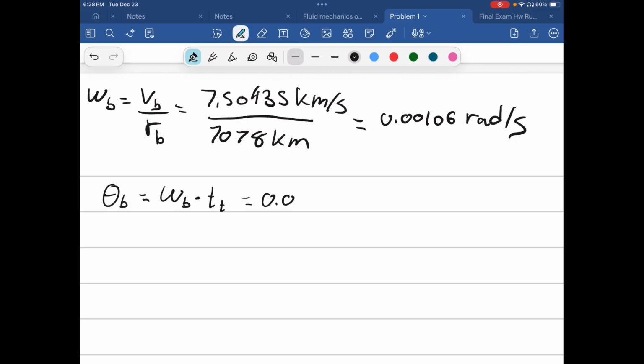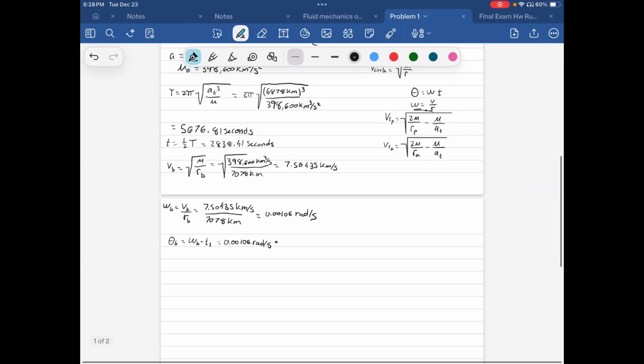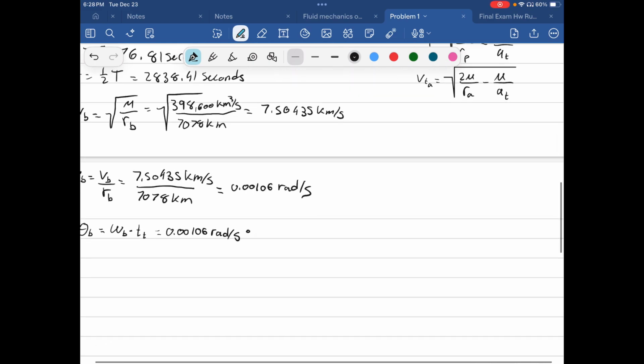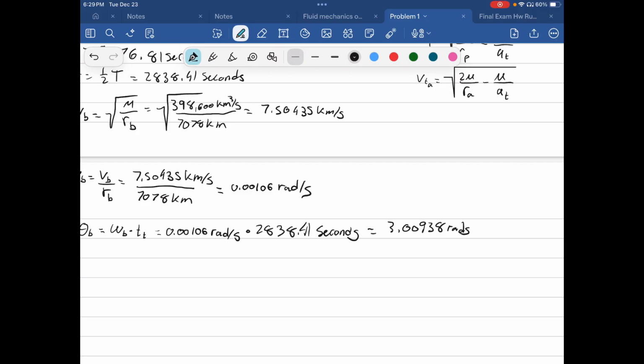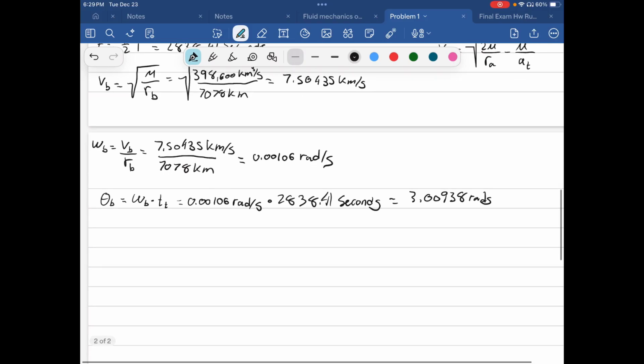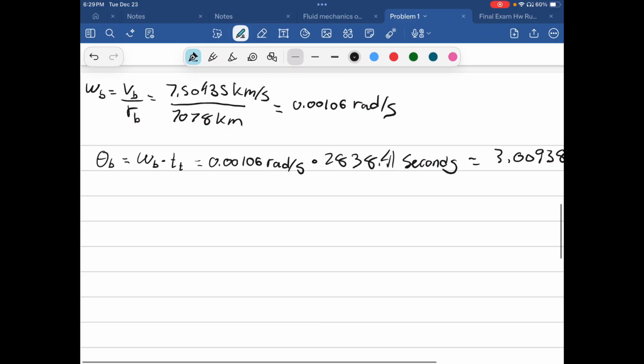So we have 0.00106 radians per second times our transfer time of 2,838.41 seconds, and that will give us 3.00938 radians. So that's how much satellite B is moving over that time.